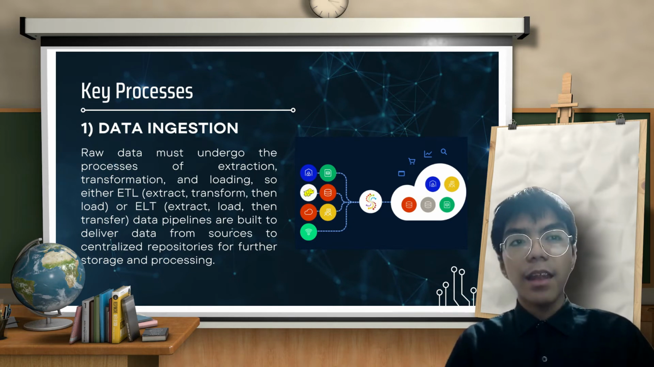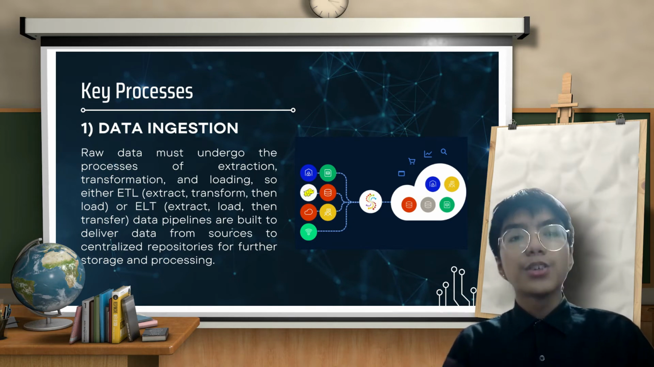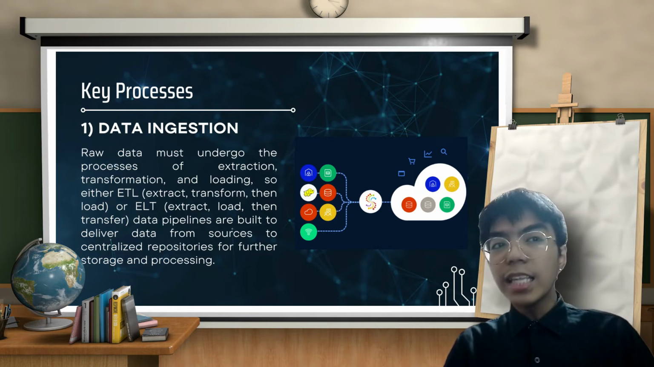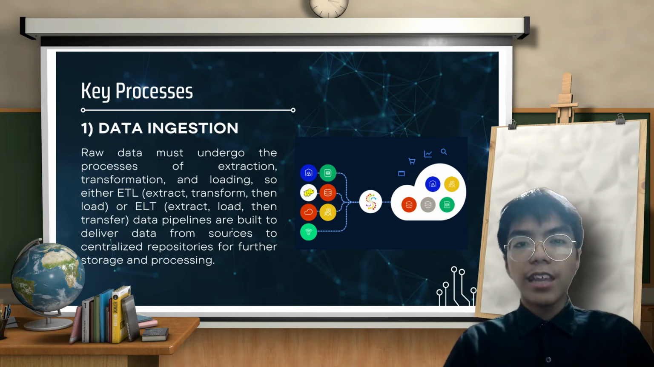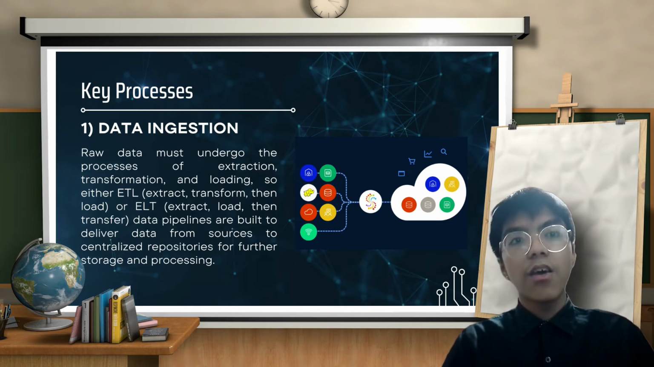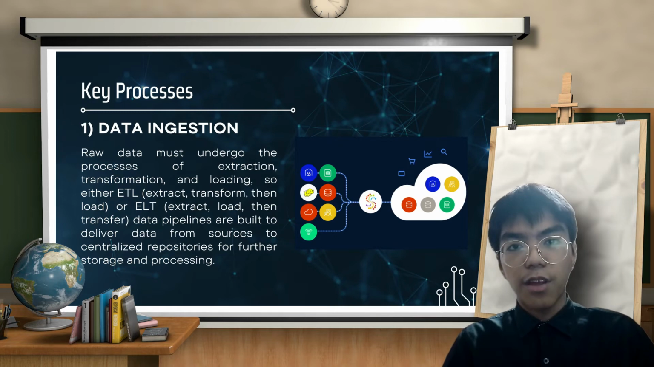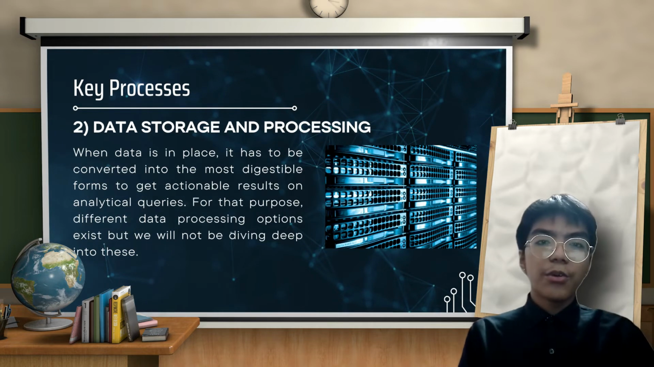Raw data must then undergo the process of extraction, transformation, and loading, ETL. So either ETL or ELT data pipelines are built to deliver data from sources to centralized repositories for further storage and processing. Step 2. Data storage and processing.